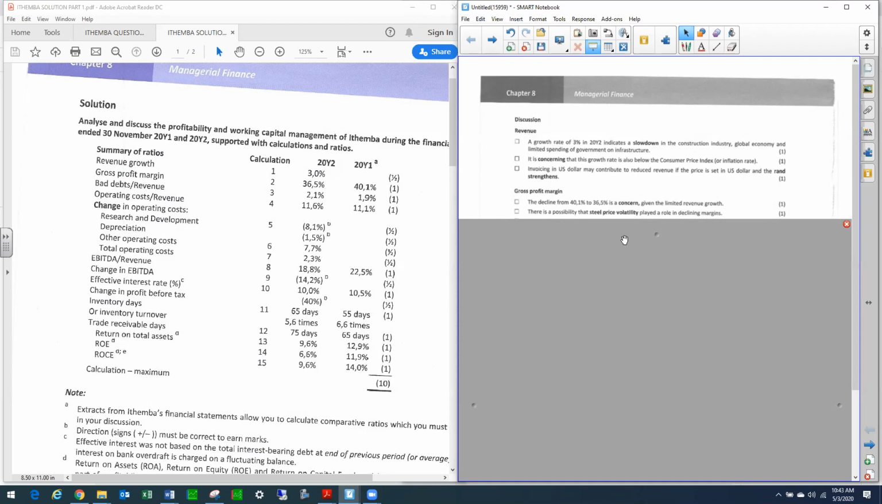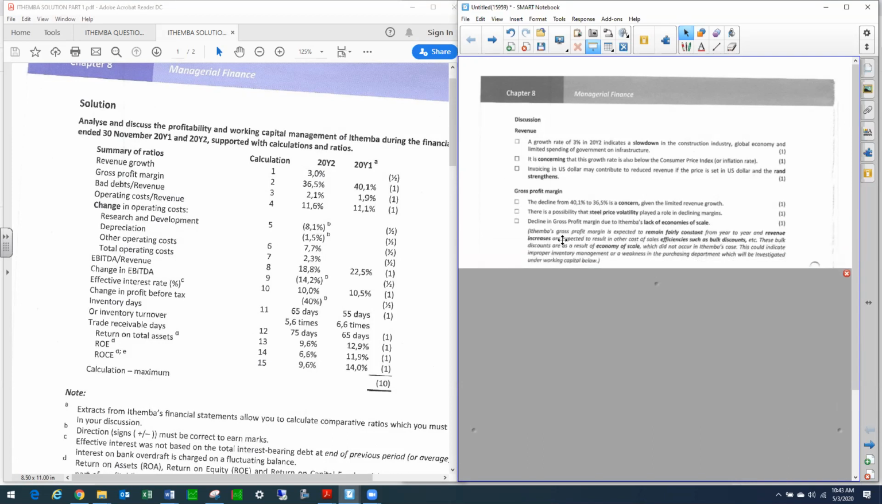And then guys, I told you, with GP percentages and expenses, you always mention something. What is the thing that you always mention? Remember I spoke about economies of scale, guys? So declining gross profit due to Ithemba's lack of economies of scale. If you grow bigger than inflation, you should be able to get bulk discounts, etc. So they've even got the explanation in the board solution.